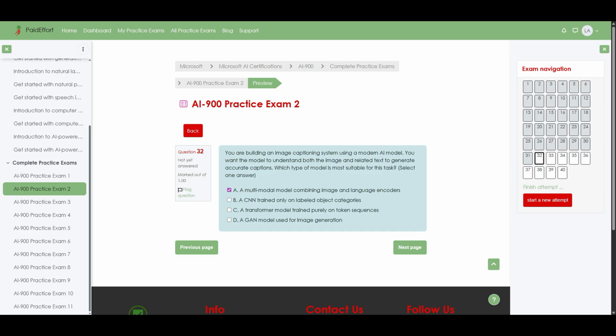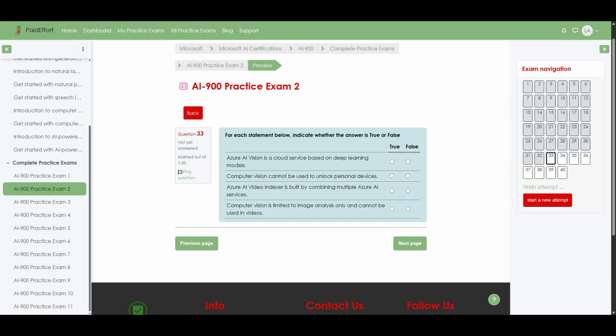Lastly, GANs are primarily used for generating new images rather than interpreting existing ones. They don't have the architecture necessary to link image data to language output. So when both image comprehension and language generation are needed, a multimodal model is clearly the best fit.